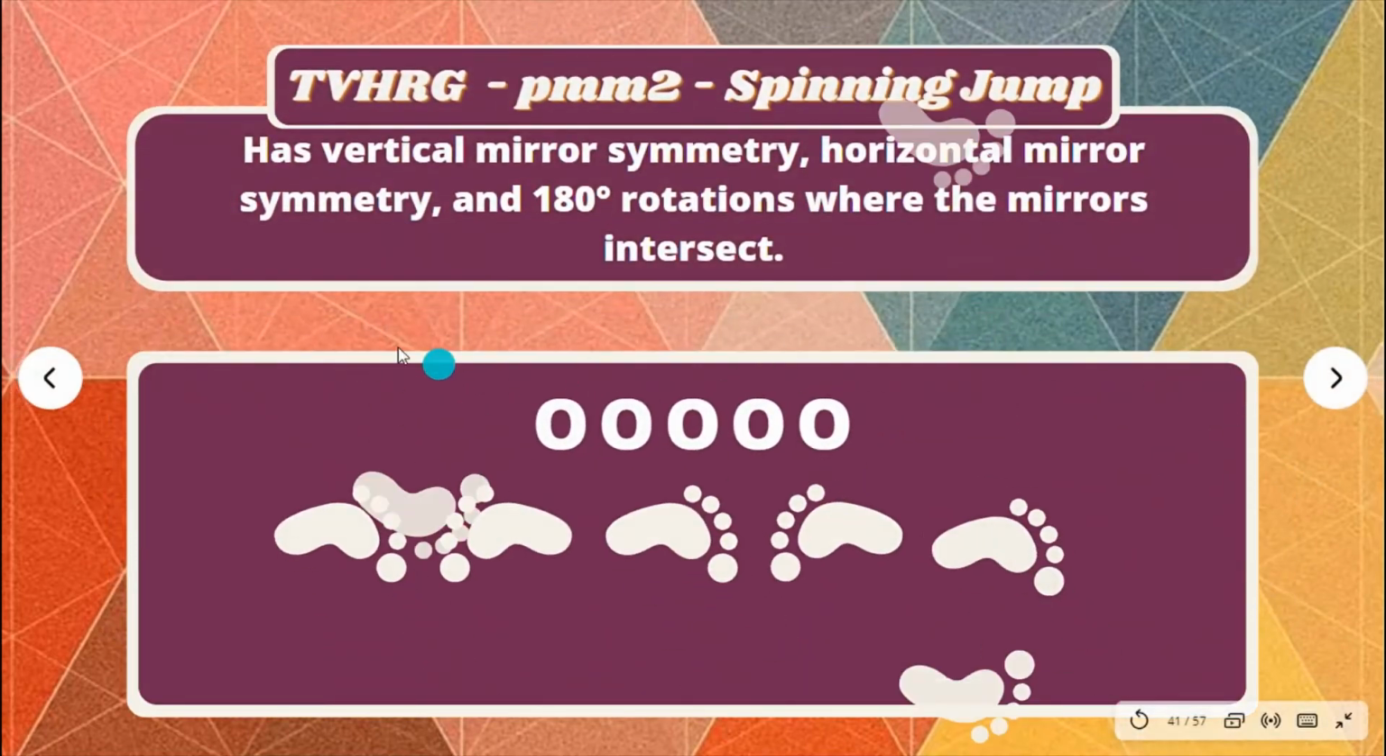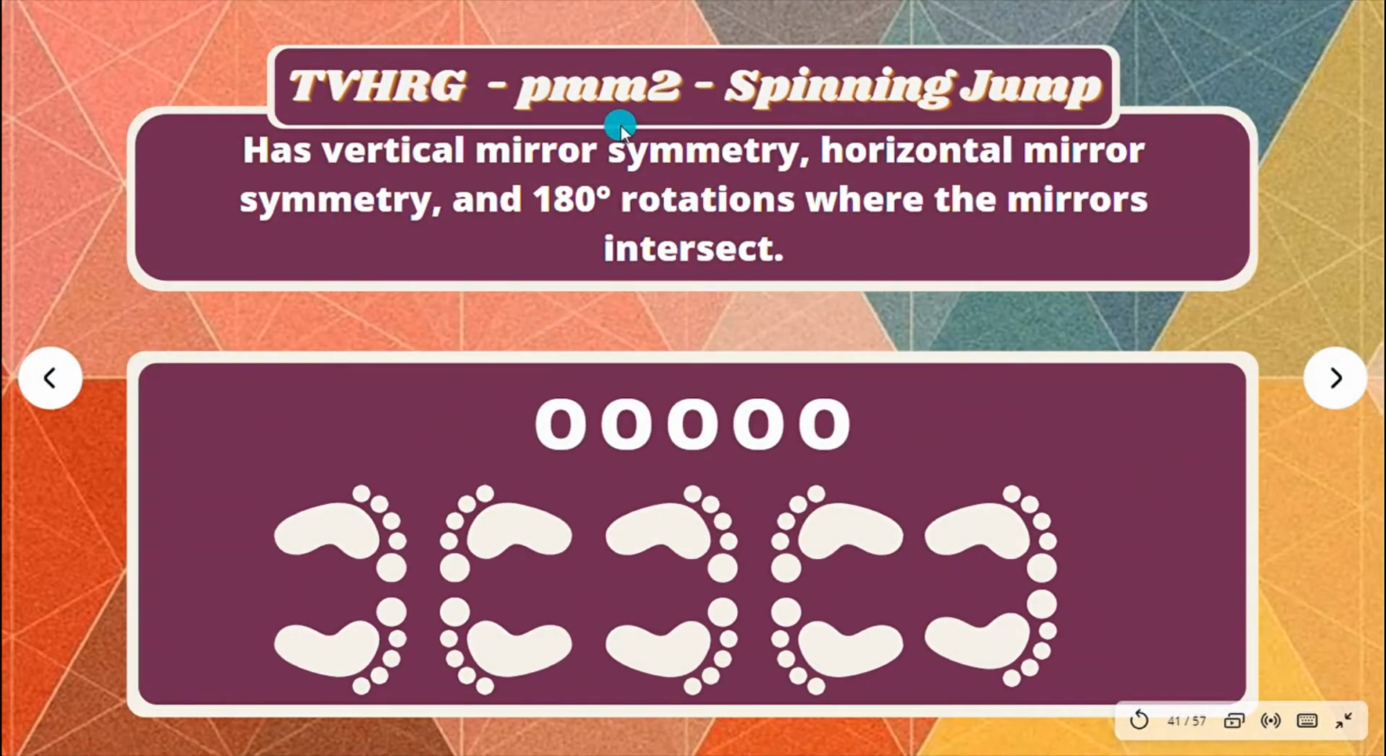Next, we have the TBHRG, the PMM2, and the spinning jump. We have a vertical mirror symmetry, a horizontal mirror symmetry, and a 180-degree rotation where the mirrors intersect. The intersection here lies in the mirror lines of the horizontal reflection and the vertical reflection here. And afterwards, this is the image being formed.